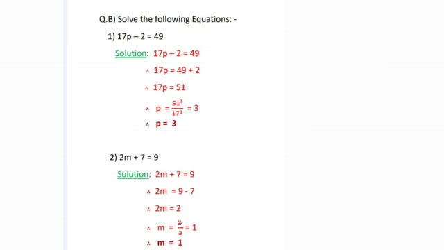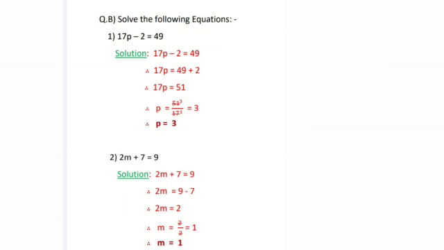The second one, 2m plus 7 is equal to 9. Again you will see your left hand side is 2m plus 7 and your right hand side is 9. Now from your left hand side, first you are going to remove plus 7 by bringing that plus 7 to your right hand side by converting it into minus sign. So 2m is equal to 9 minus 7. Therefore 2m is equal to 2.